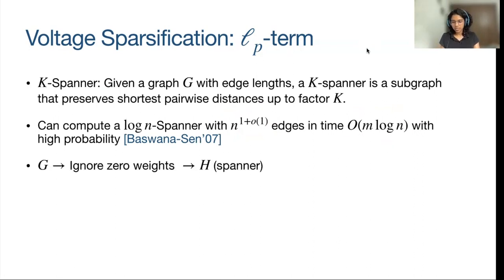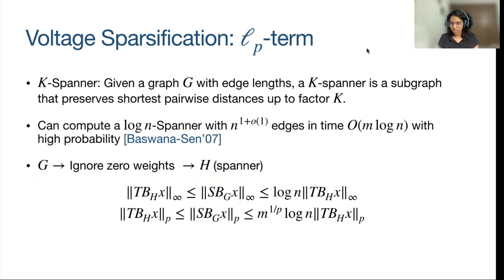So the way we use this result is you start with the original graph and we ignore all the edges which have zero LP weight. And for this subgraph, we now construct a log n spanner using this result.